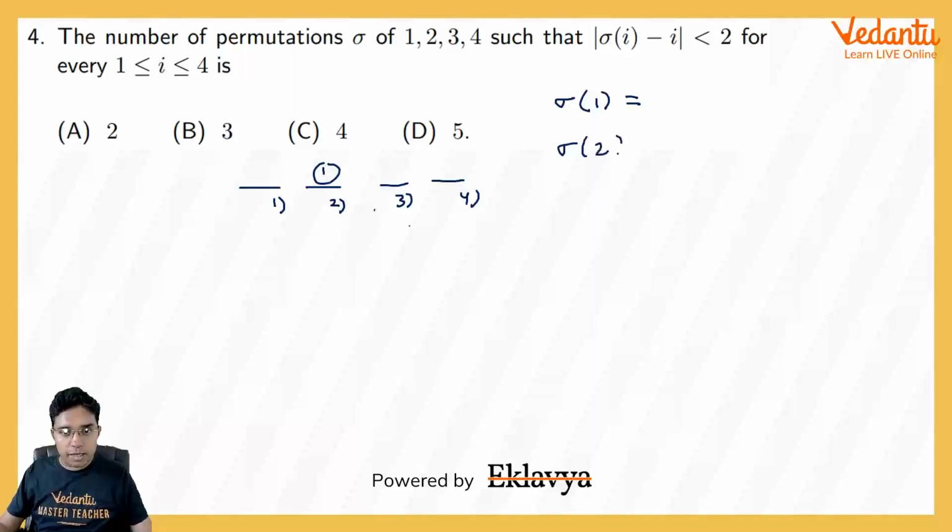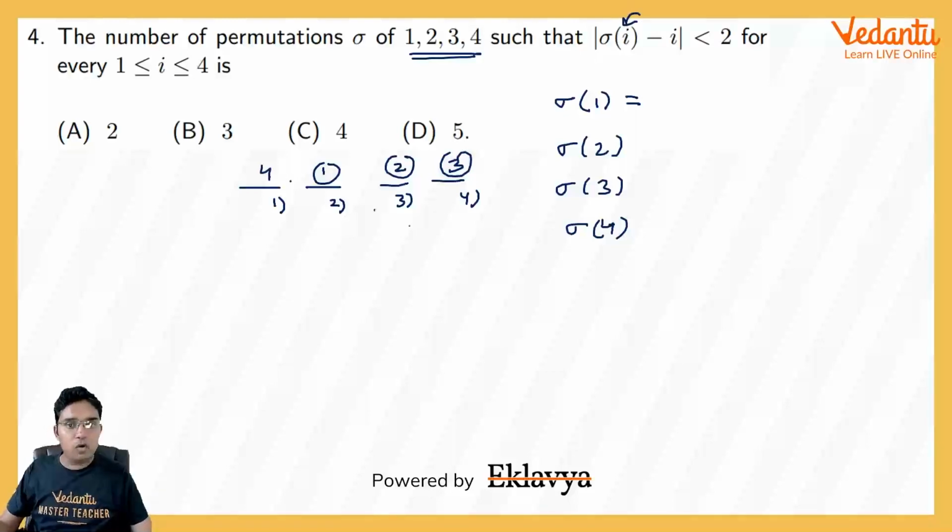Sigma 2, I can put maybe here. Sigma 3, I can put it here. Sigma 1, I can put it here. Sigma 4, I can put it here. So in that permutation of 1, 2, 3, 4, i is going into the sigma and it may occupy some different place. If there was no such condition, I think 4 factorial is the number of ways. But what they are saying, sigma(i) minus i should be less than 2. So this number written here and the number originally, whatever it was, the difference should be less than 2.